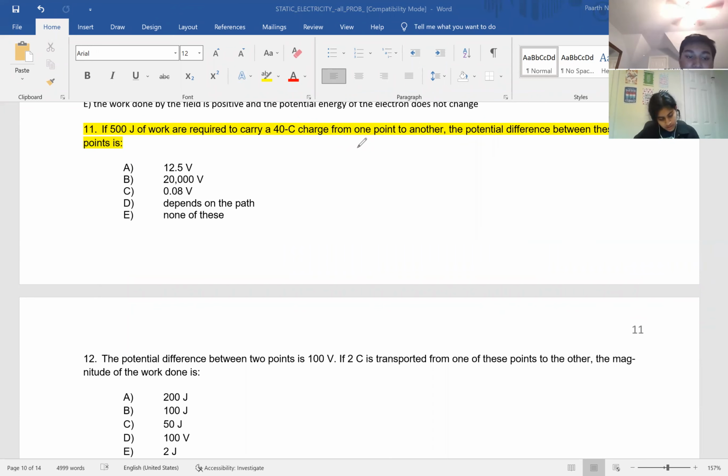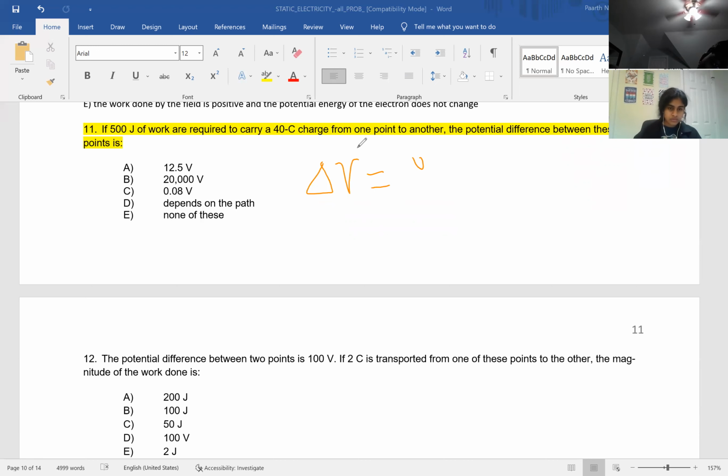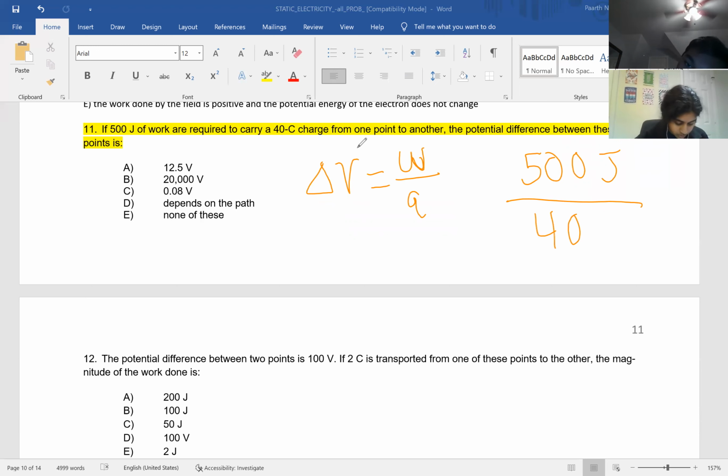The question states that if 500 joules of work are required to carry a 40 coulomb charge from one point to another, the potential difference between the two points is... So we can write this formula saying change in V is equal to the work done divided by the charge. Here we know that the work done is 500 joules, and the charge is 40 coulombs. Joules over coulombs is volts, so we know we're doing the right thing. When you solve this, you get 12.5 volts. And that's our answer.